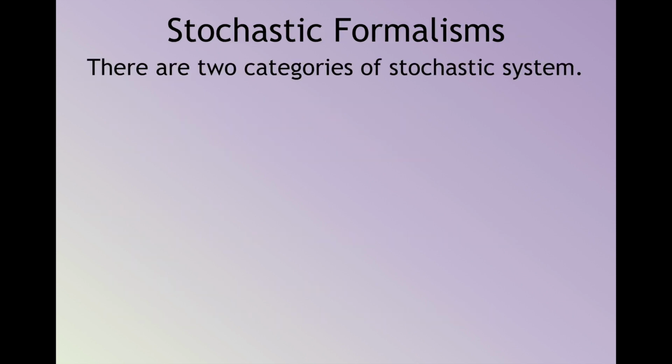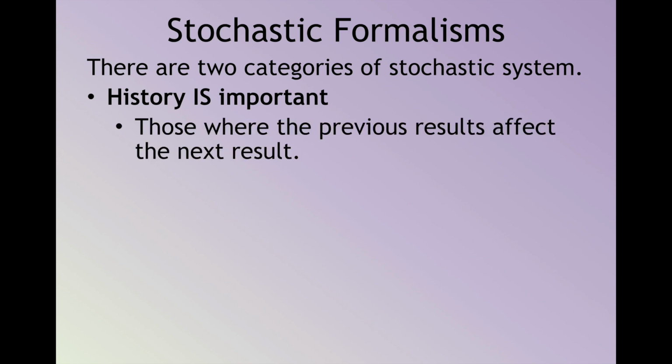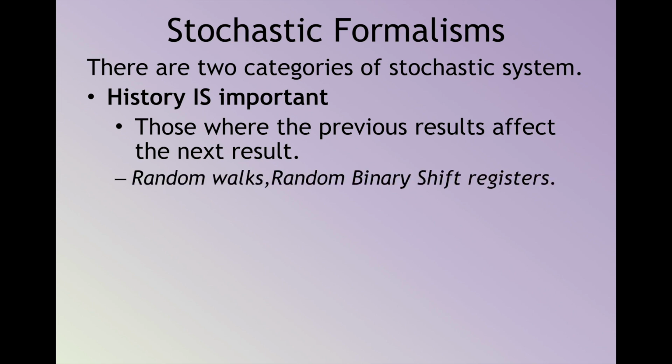Stochastic formalisms. We have two categories, as I said before. Those where what happened before is important. It makes a significant impact on what we've got, and the previous result affects the next result. We have some examples called random walks and random binary shift registers. We'll have examples of those that we can play with.